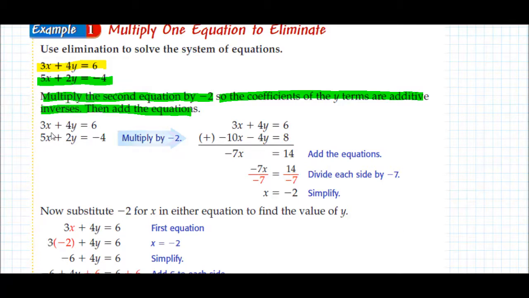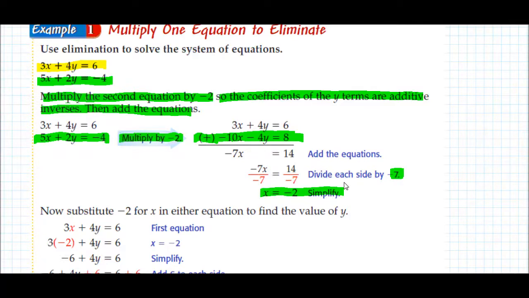So we're going to get 3x plus 4y equals 6, and then 5x plus 2y equals negative 4. We're going to multiply that one by negative 2, so we get a new equation: negative 10x minus 4y equals 8. Now we just add the two equations together, so we get negative 7x equals 14. Divide each side by negative 7, so x equals negative 2.